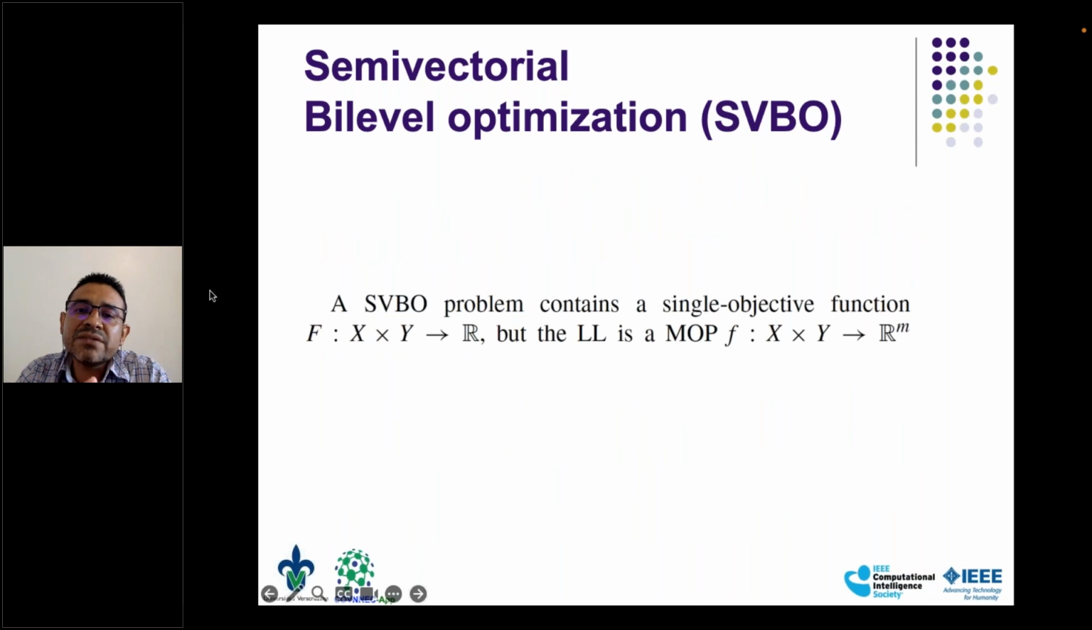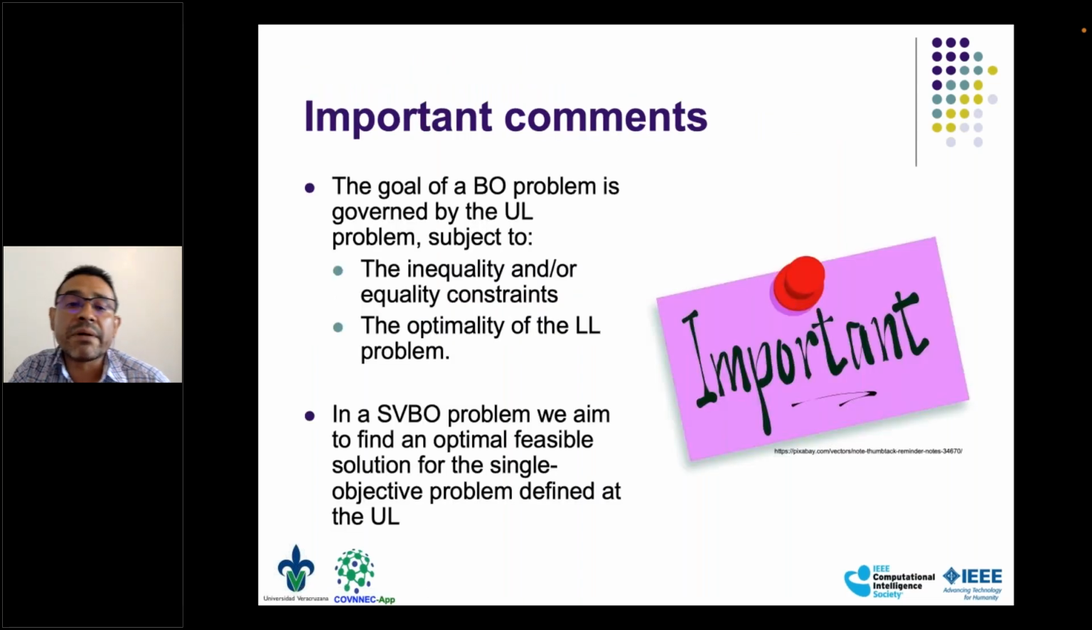There is a particular case which is also very popular, and we are finding that it is very useful to solve problems in different domains, which is the semi-vectorial bilevel optimization problem. In this case, I have a single objective problem at the upper level and a multi-objective problem at the lower level. So from a particular point of view, I'm solving a global optimization problem, but with a nested multi-objective optimization problem. Semi-vectorial bilevel optimization, a particular case of a MOBO problem.